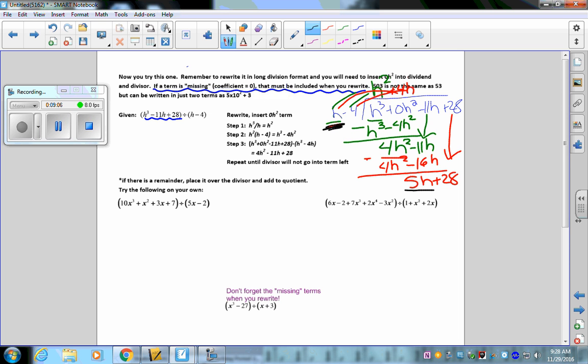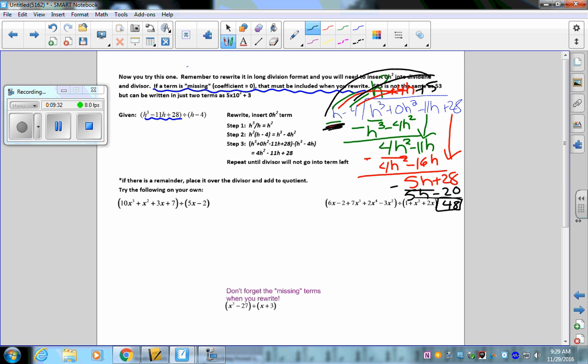5h divided by h is 5. Multiply. 5 times h is 5h. 5 times negative 4 is a negative 20. Subtract. They cancel. 28 minus negative 20 is 48. There is nothing to bring down, and I can't go any farther because I can't do 48 divided by h and get anything, okay? So that means I have a remainder.